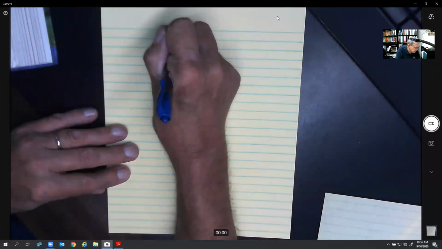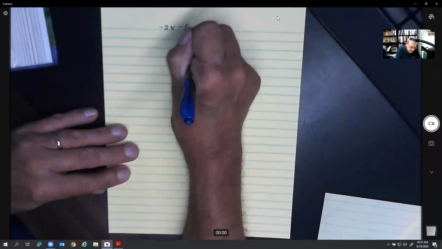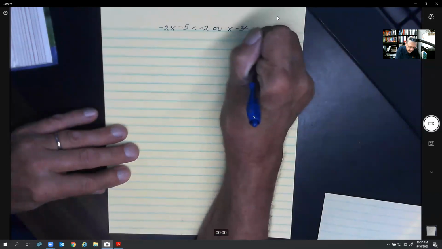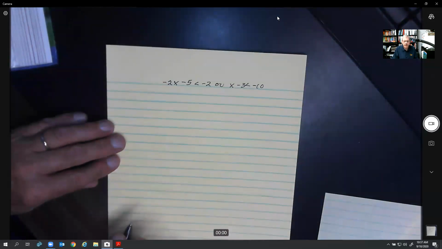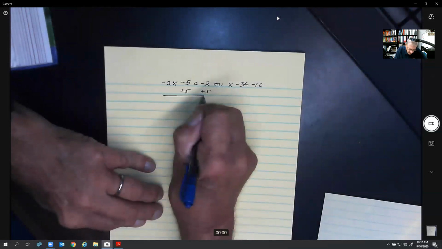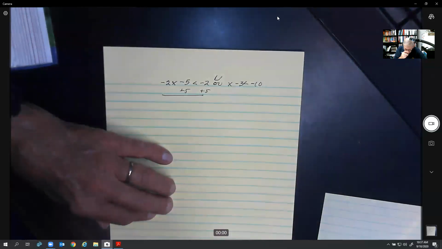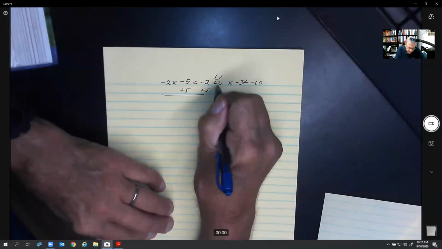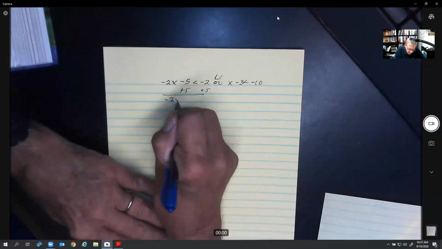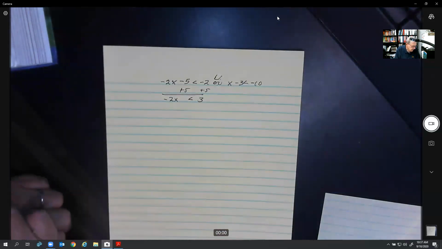Negative 2x minus 5 is less than negative 2, or x minus 3 is less than negative 10. Okay, add 5, add 5. You can't push them together. It's an or statement. You can only push them together if it's an and statement, or an intersection. So we're adding 5 to both sides. Negative 2x is less than 3, I think.